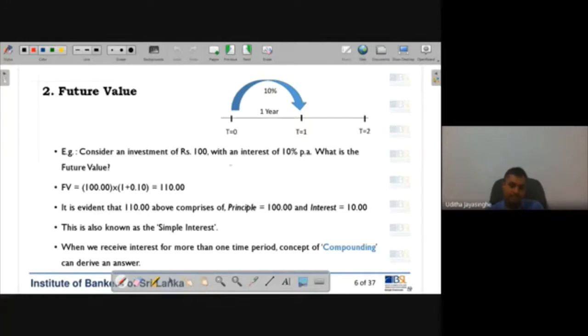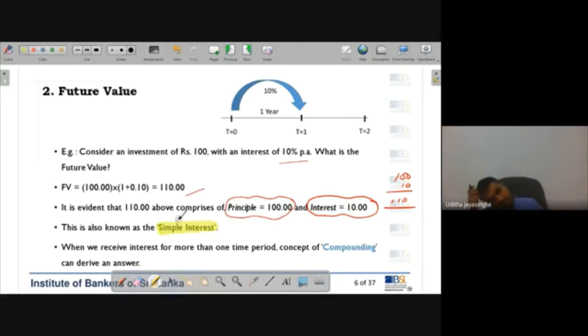So this is exactly what we discussed. Let's say the interest rate is 10%, the future value is going to be 110. So the 110 comprises the principal of 100 and an interest of 10. That is how we get the interest portion of 110: 100 plus 10, 110. This is known as simple interest. You get a principal and then you get an interest on that.